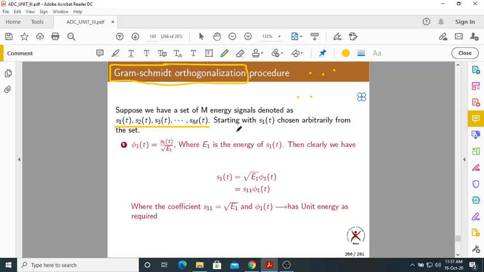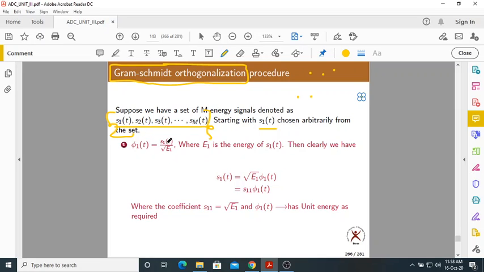Step 1: starting with S1 of t, choose one arbitrarily from the set. You take any one signal from the set of M energy signals. First of all, I am taking S1 of t. How to get phi 1 of t? phi 1 of t equals S1 of t divided by the square root of E1. What is E1? The energy of S1 of t. Correct? S1 of t by root E1. Why am I doing this? Can you tell me the reason? The reason is, if I do this, the energy of phi 1 of t will be equal to 1. You find the energy of phi 1 of t. It is 1.